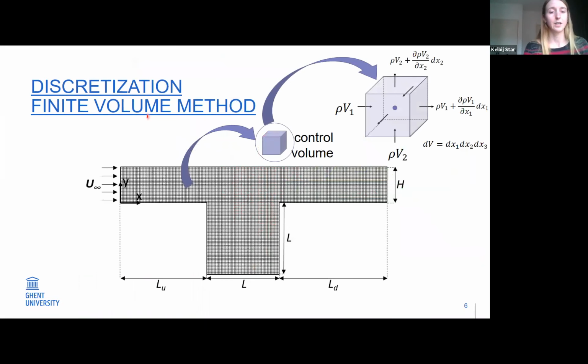So here's an example of a 2-dimensional open cavity problem. We have fluid flowing in and flowing out of the domain. And this computational domain is discretized into a set of finite control volumes.